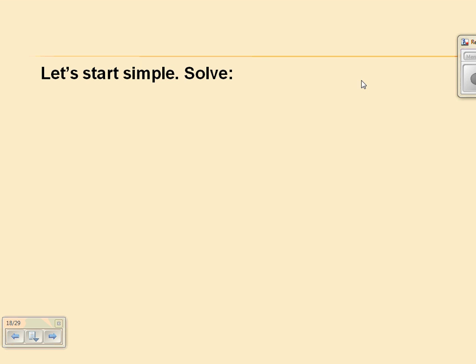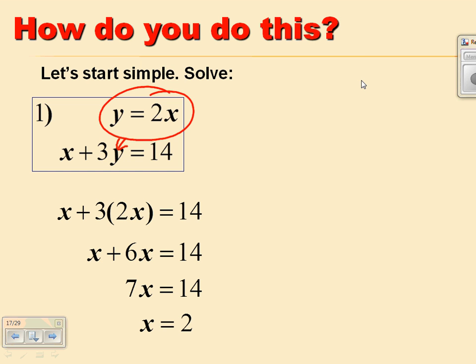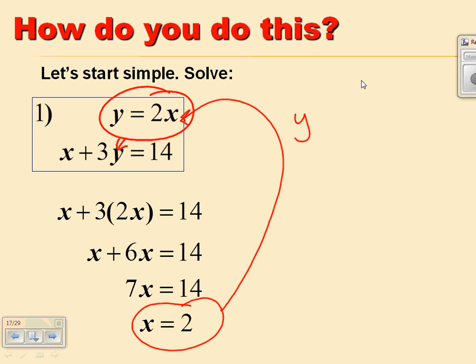Oops. That's not my final answer. I have to figure out what y is equal to. So how do I figure out what y is equal to? I substitute this or plug this back into there to figure out what y is. So if x is equal to 2, what does y have to equal to? y should equal 4. But I don't write my answer like that. My answer at the end is 2, 4.